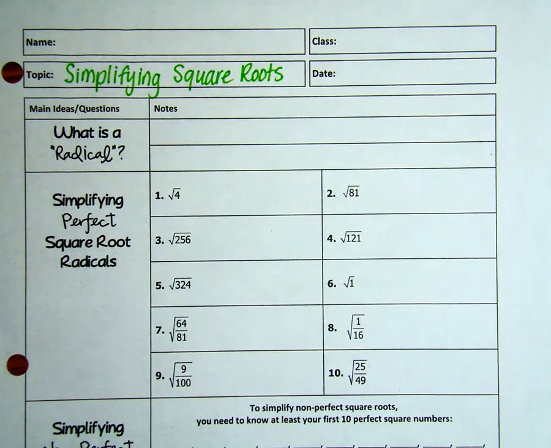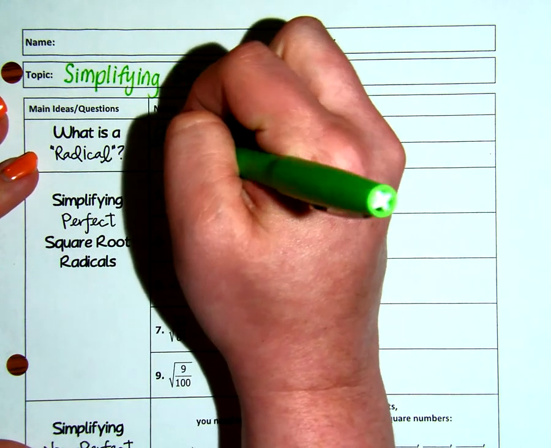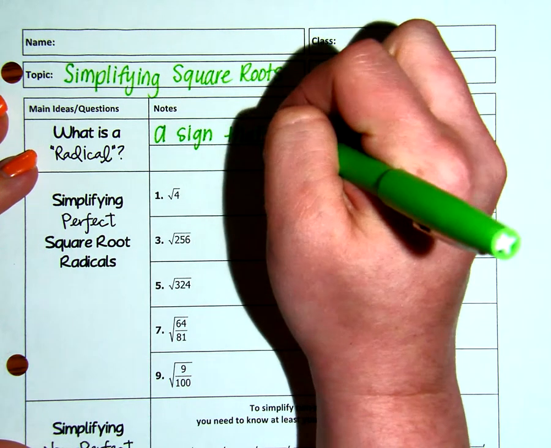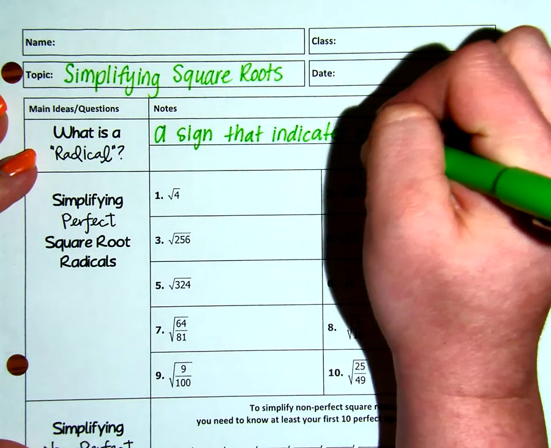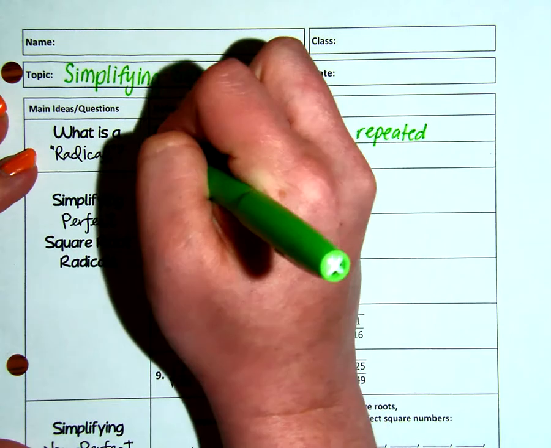So the first thing that we have to ask ourselves today is, what is a radical, or what does a radical do? A radical is a sign that indicates repeated division.